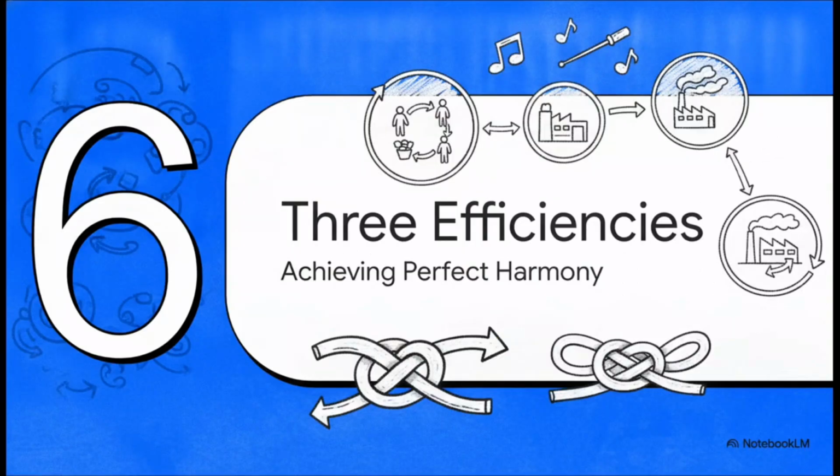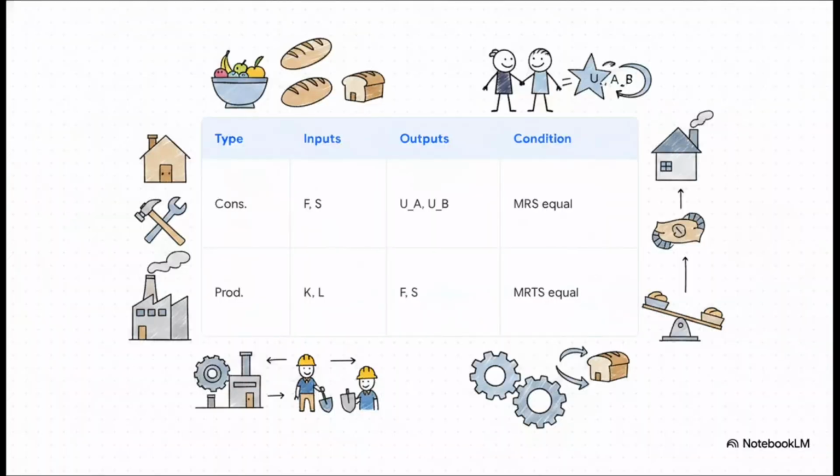And finally, Section 6, the three big efficiencies. This brings us to the grand finale of general equilibrium with production. For this complex web to reach a state of perfect harmony, specific conditions have to be met simultaneously. There are three major efficiencies you really need to master for your exam. First up is allocative efficiency, also known as efficient consumption. Here, our scarce inputs are the finished food and shelter, and the ultimate goal is consumer utility.